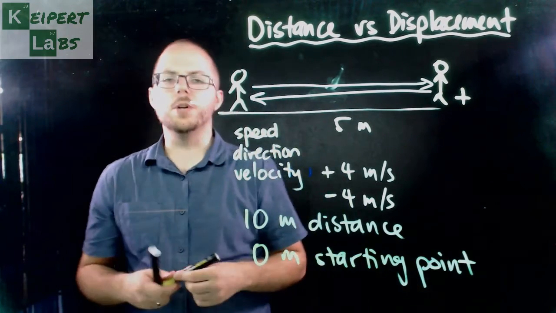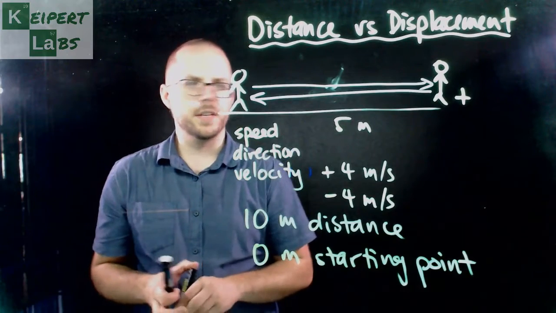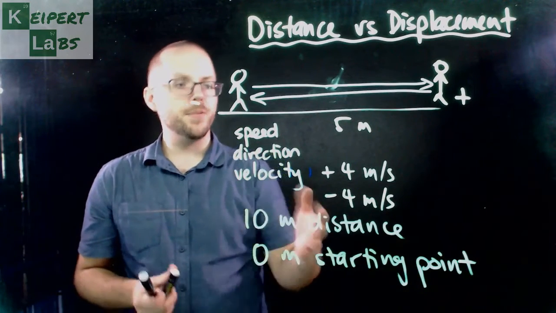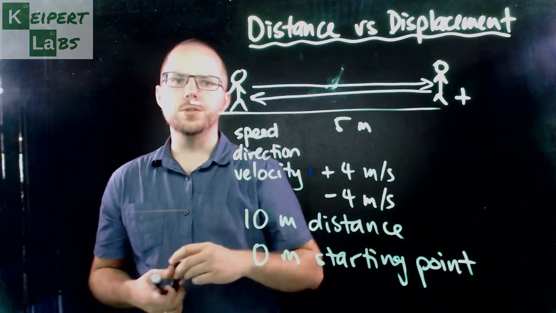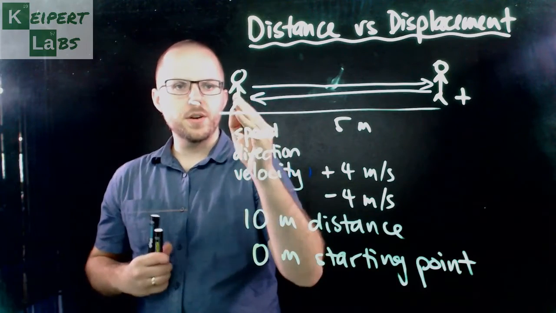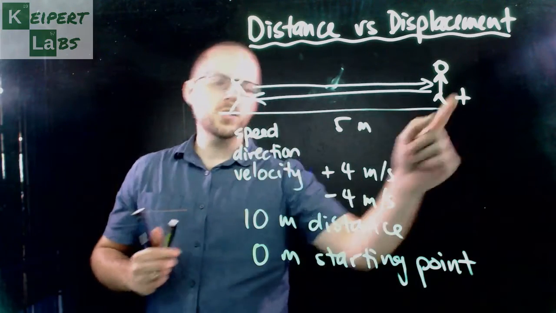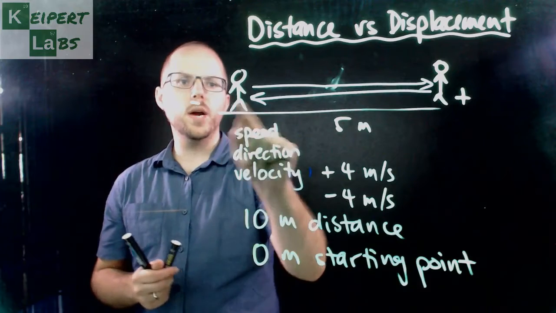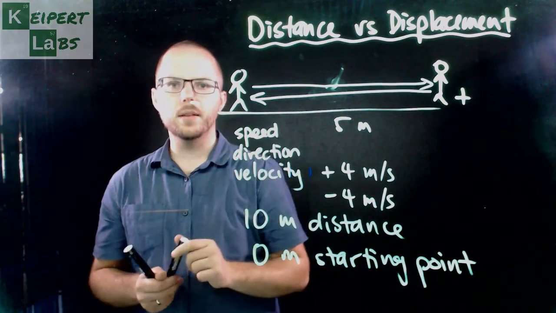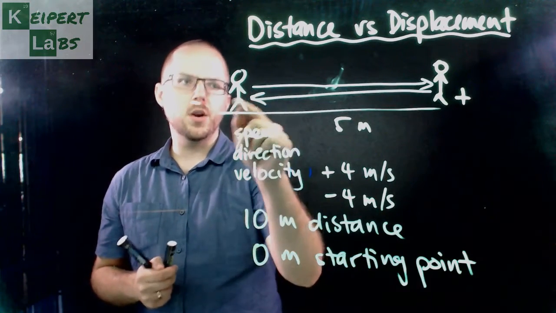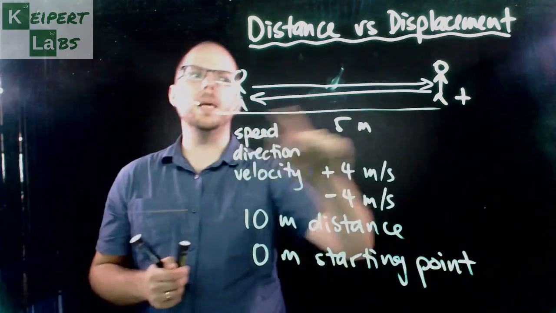Now, at this point you're probably thinking, well, who cares, Mr. Keipert? It doesn't bother me in the slightest. But for physicists, we want to be able to think about objects not just in terms of the total amount that they've travelled, but also where they are relative to where they started, because some objects have repeating motion patterns.